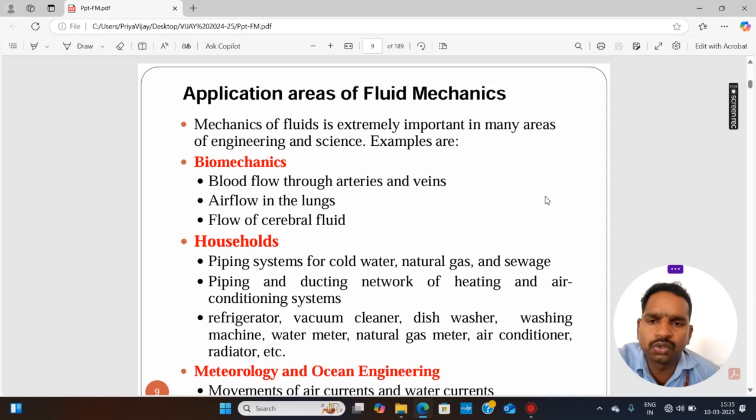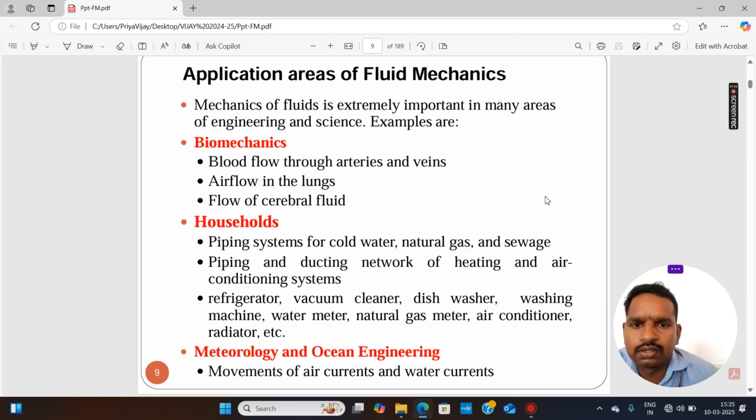So now, today's topic, we are going to see the application areas of fluid mechanics. If you see, without fluid, the universe is not moving. So fluid is an extremely important area in engineering as well as science. Here I have given some examples. If you take biomechanics, the blood flow in our body is an application of fluid mechanics.